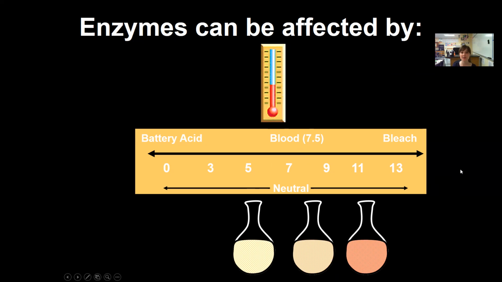And then finally, enzymes are affected by their relative concentration. And all that means is how many active sites are present on the enzyme. The more enzymes there are, the more reactions can take place.